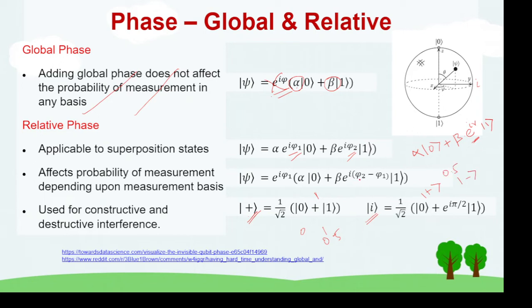So you can see that the probability of measurement gets affected depending on the measurement basis. So how does it work actually? We know that when we have two waves with some phase difference, if they interfere constructively, the amplitude goes up, and destructively the amplitude comes down. So this works similarly. If you are able to use it effectively, you will find a lot of applications for this one, phase kickback.